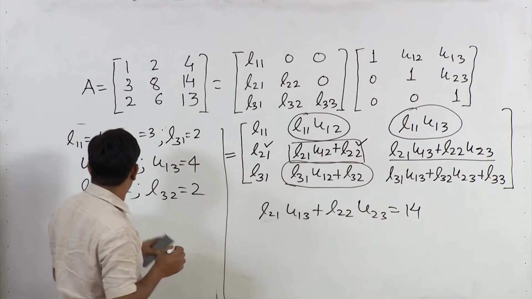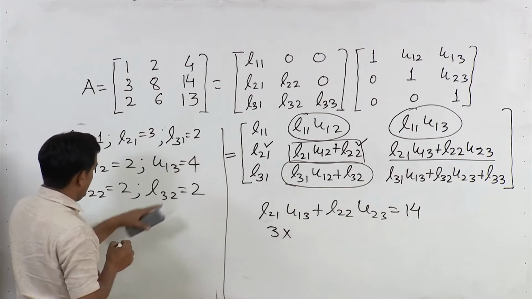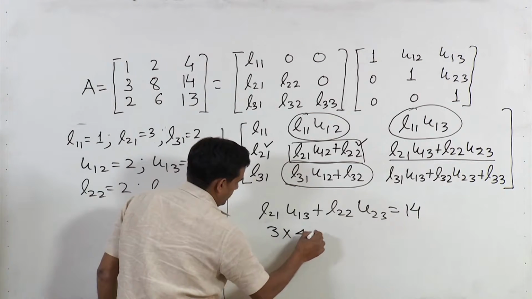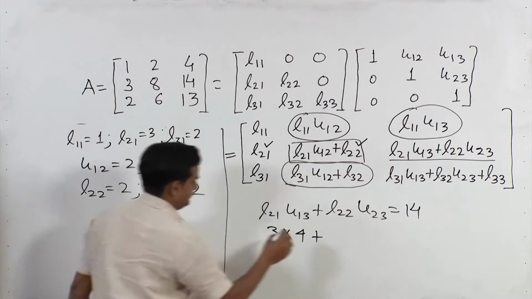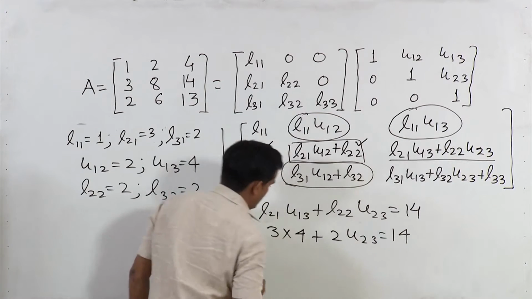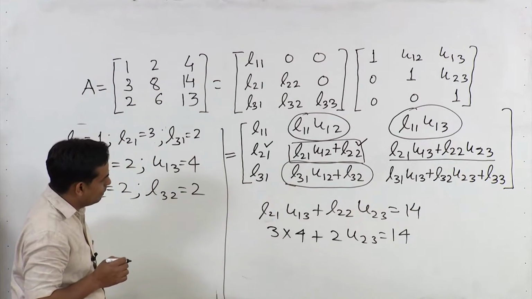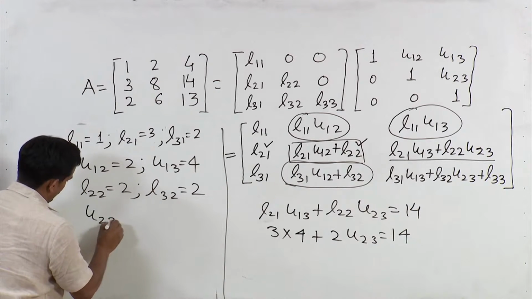So L21 is 3, U13 is 4, plus L22 is 2, U23 equals 14. So from here I will get U23 equals 2. So U23 equals 1.